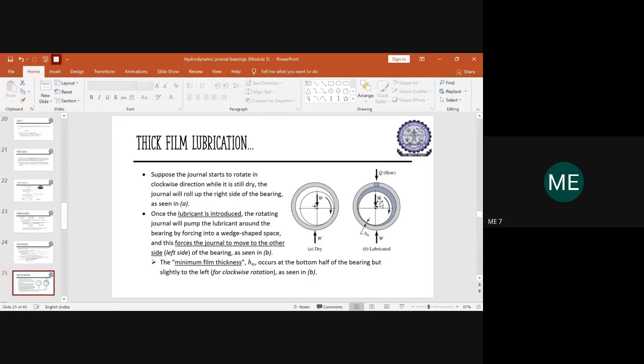Initially, what happens, you have to understand. Suppose you start the journal in the clockwise direction without adding any lubricant. The journal will start rotating and climb up the side as shown in the diagram. It will not be towards your left, it will be towards your right.